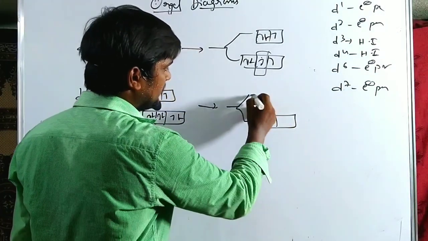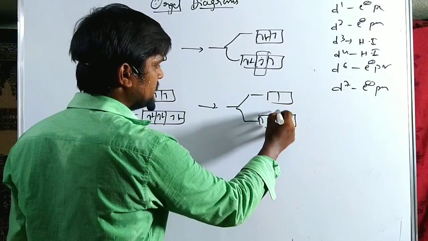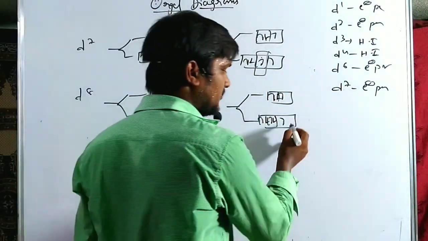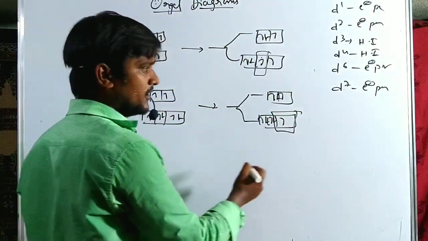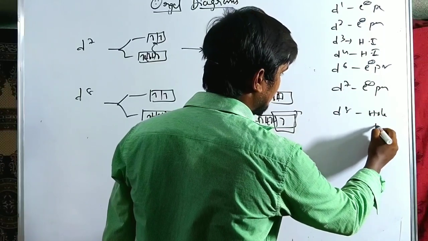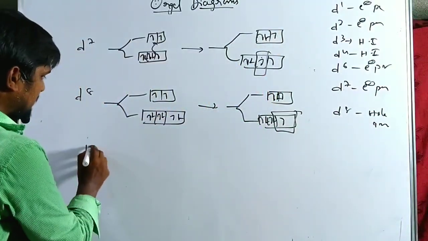1, 2, 3, 4, 5, 6, 7, 8. Now here, after the electronic transition, the eighth one jumped to the EG level. Now here, which is not closer to any one of these remaining two orbitals, that's why D8 is hole inversion.